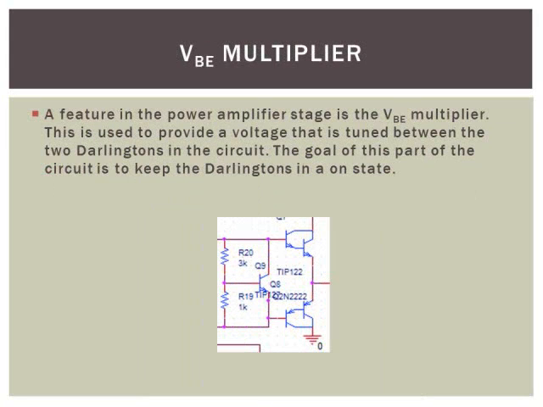A feature that was taken into account with the power stage is the VBE multiplier. This multiplier is used to provide a voltage that can be changed between the two Darlington transistors in the circuit. The outcome of the multiplier is that the voltage here keeps the Darlingtons in an on state, which will allow more current to flow from the collector to the emitter. This helps to prevent the Darlingtons from being blown out.